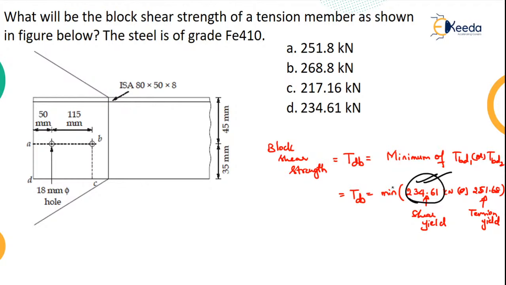So this will be your correct answer. Do I have the option written to me? Yes, it is option number A. So see, in order to confuse, the first option is the tension yield. You should not take the maximum. You should take the minimum of the two values. Understood?